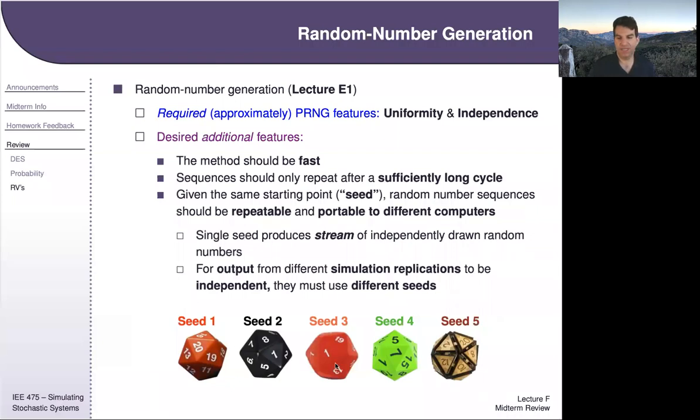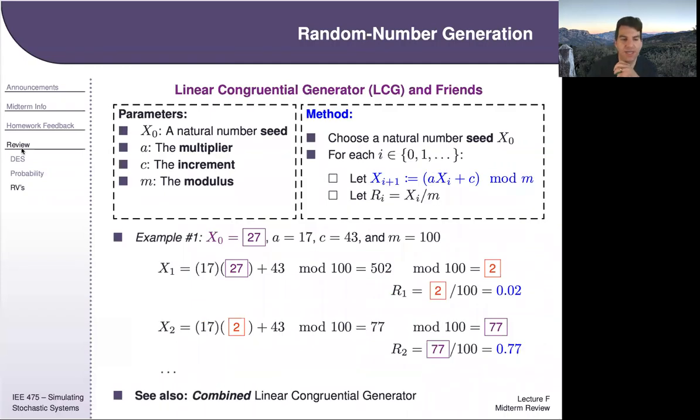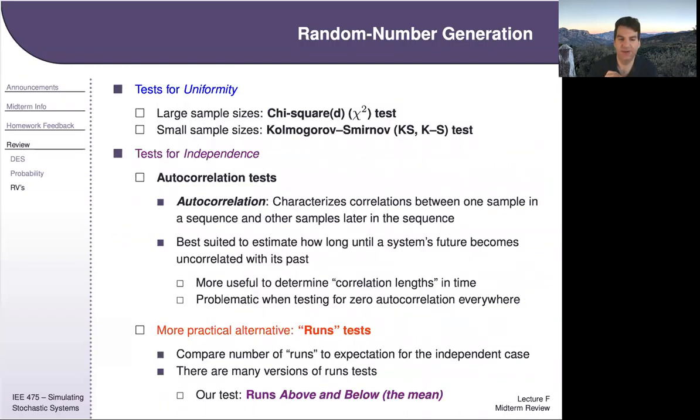Random number generation: be comfortable with the concept of a seed and what seeds are for. LCG, we already talked about. Know that an autocorrelation test is a test for predictability within a sequence. How much do earlier numbers correlate with later numbers? But we use runs tests, and be sure you can calculate a runs test.